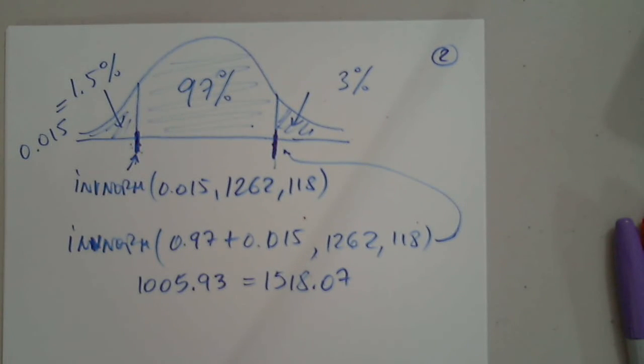So they want the smaller one first, which is, round to the nearest whole number, 1,006 I got. And the other one, 1518. Good. And now let's see part C.